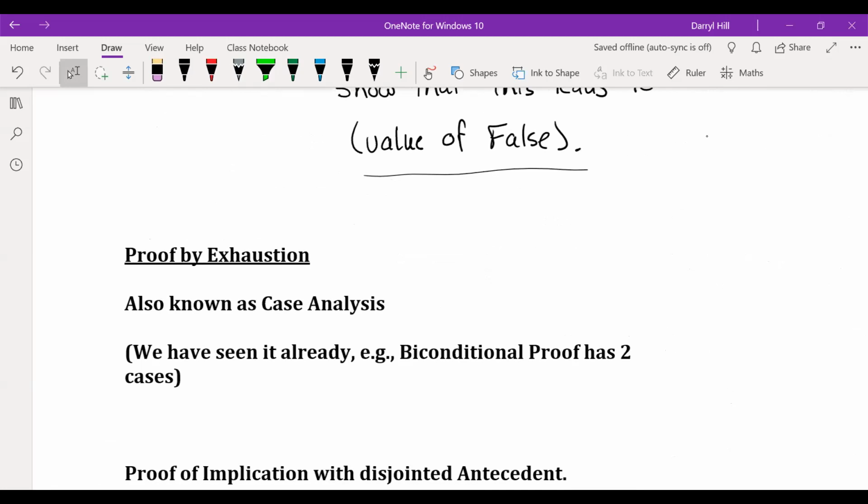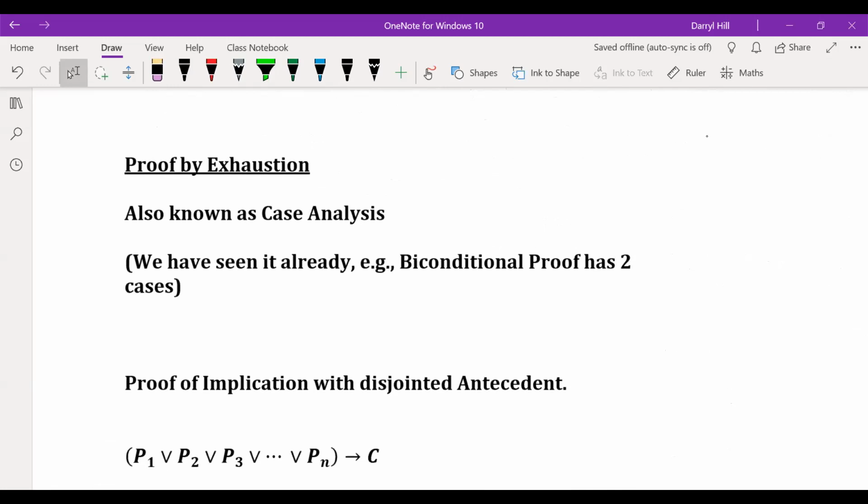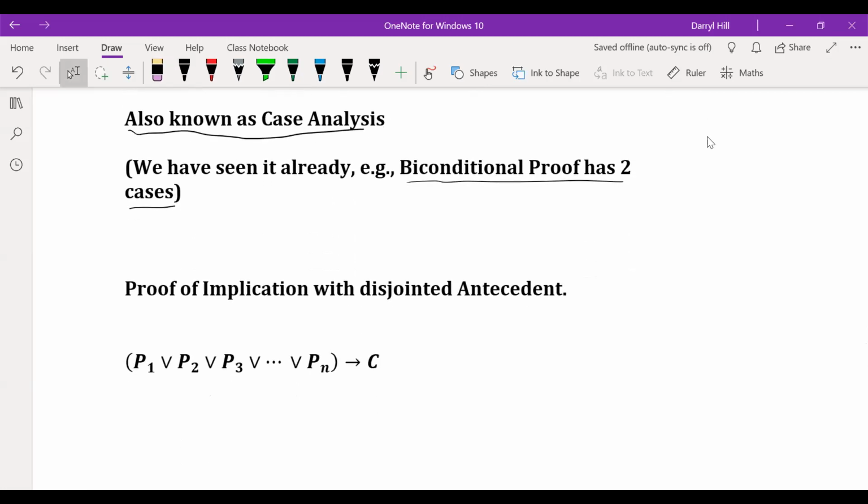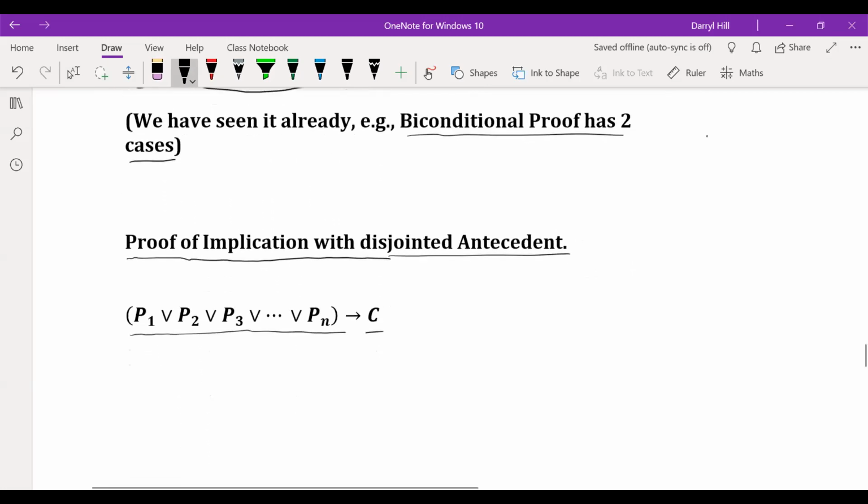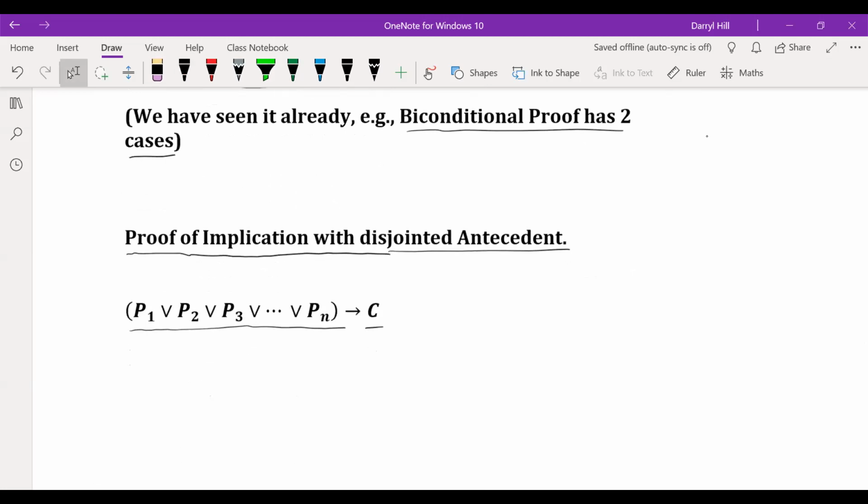proof by exhaustion. This is also known as case analysis. We have seen it already. A biconditional proof has two cases. This is what we use if we have a proof of implication with a disjunctive antecedent. What that means is that we have P1 or P2 or P3, et cetera, implies some conclusion. Now why does this reduce down to case analysis?